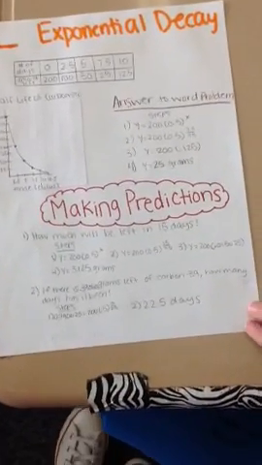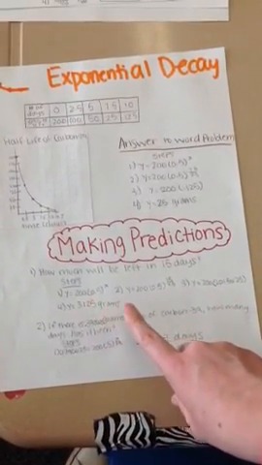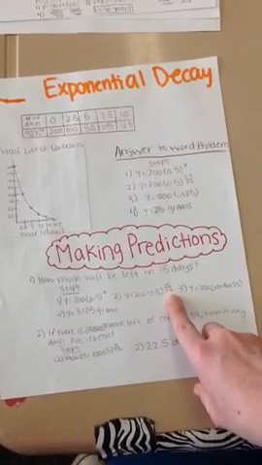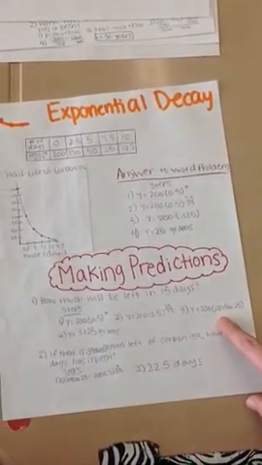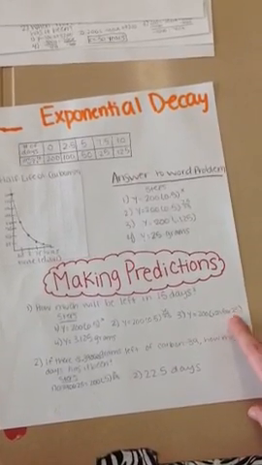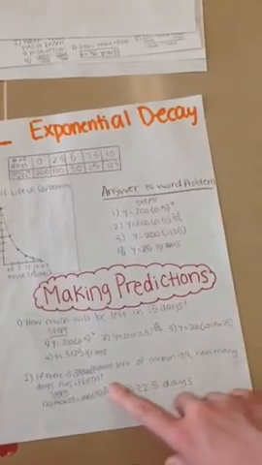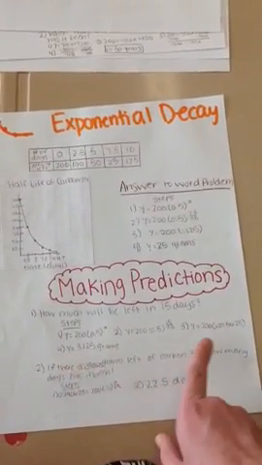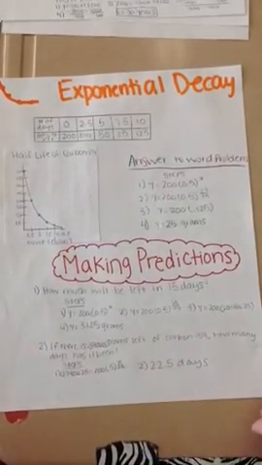So how much will be left in 15 days? So you have your equation, and then you have to plug in 15 over 2.5 as your exponent. So you get 200 times 0.015625, which you can just round up to 0.02. And then you get, once you multiply those, you get y equals 3.125 grams.